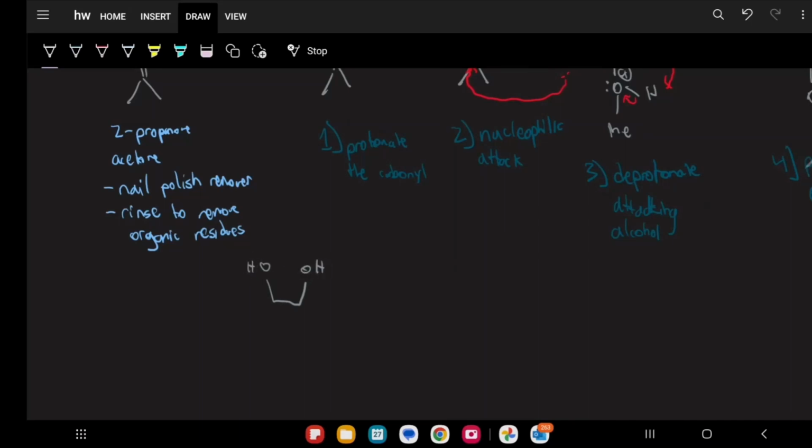So this molecule has 2 alcohols attached to it, 1 carbon away, and if we were to use this molecule instead, in an acidic environment with our 2-propanone, first we would get this molecule with an OH, which is as expected.